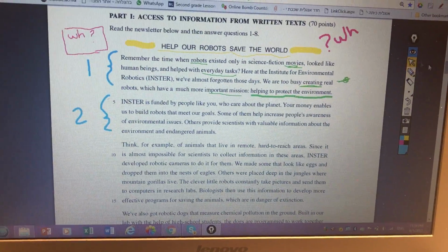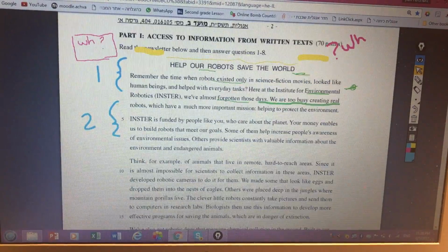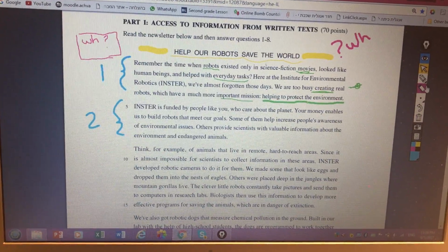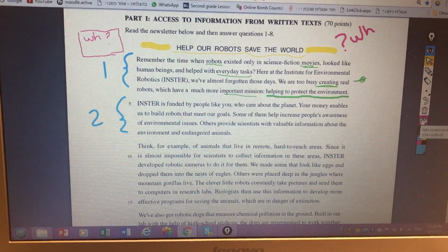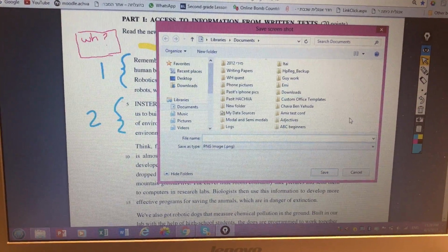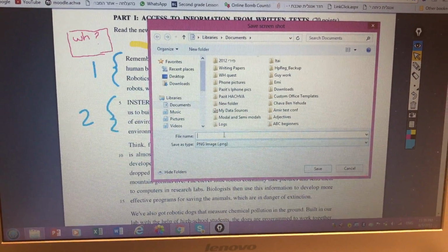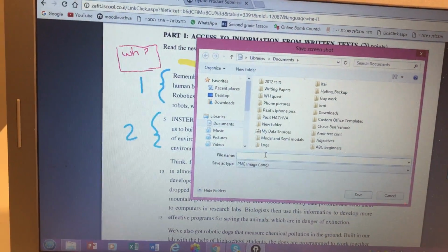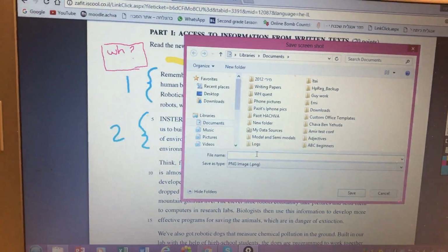And let's see how. Oops, sorry, it's jumping. So what I want to do is take a snapshot. I want to keep this. I'm going to save this as reading comprehension 1.